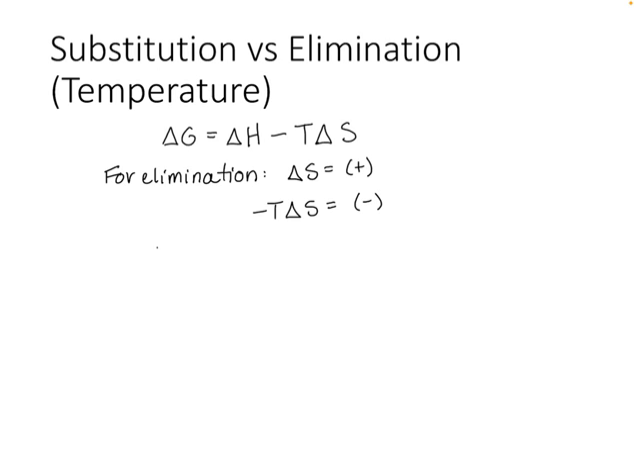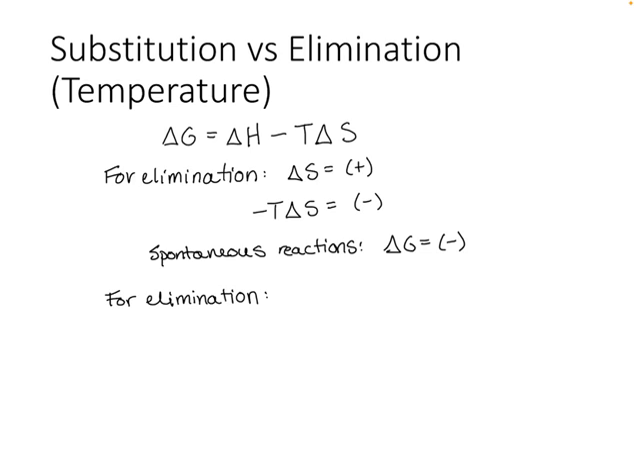We know that for spontaneous reactions, delta G is negative. So for elimination reactions, that tells us that the temperature should be high in order to maintain a negative delta G value. So if the temperature is really high, then negative T delta S will stay negative, right? Which will keep delta G negative. So elimination reactions favor higher temperatures.